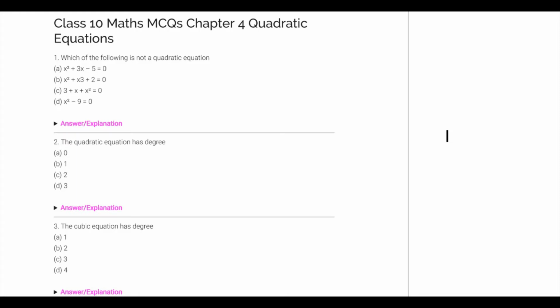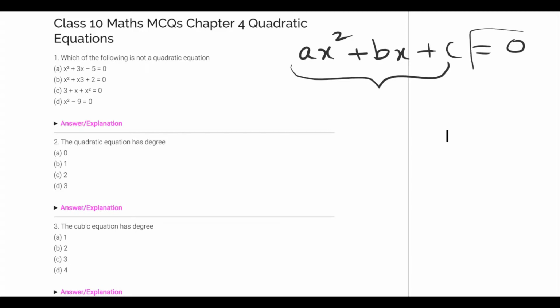Chapter 4 Quadratic Equations. An equation of the form ax² + bx + c = 0. Here, the polynomial expression ax² + bx + c is called an equation only if it equals 0. An equation is something which equals something. Generally in mathematics we equate every expression to 0.